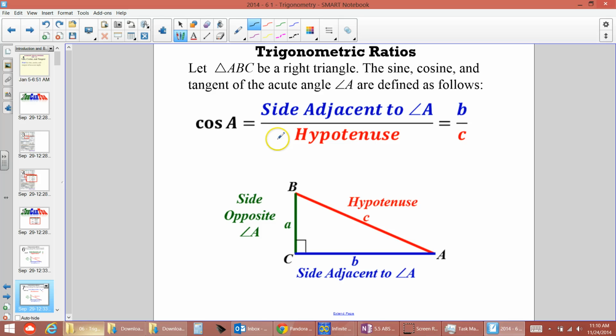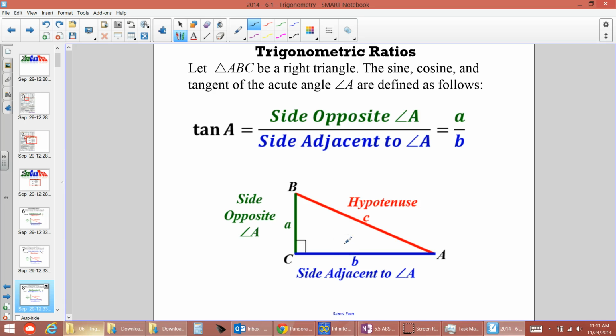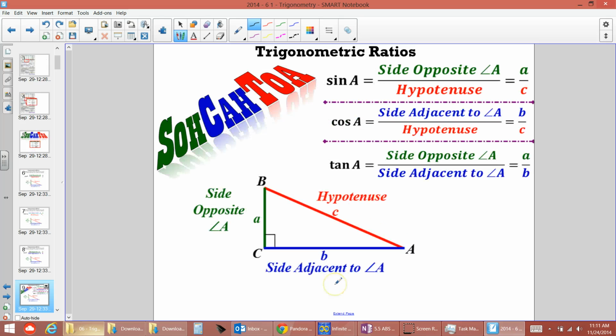So if we did the cosine of A, it would be the adjacent over hypotenuse. Since B is adjacent to this angle A, it's part of the angle that forms it, and C is the hypotenuse, we would say it's B over C, however long this is and this is. The tangent, again, is opposite over adjacent. So I say this is opposite of A. This side over here is adjacent to A. So the tangent of A is opposite over adjacent.